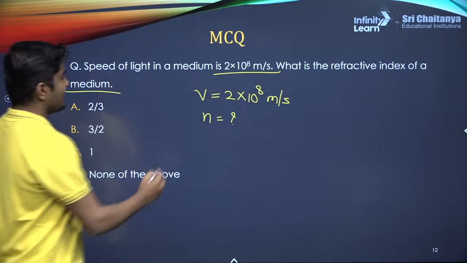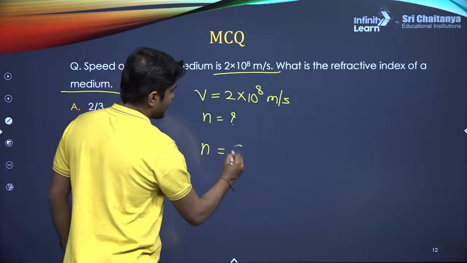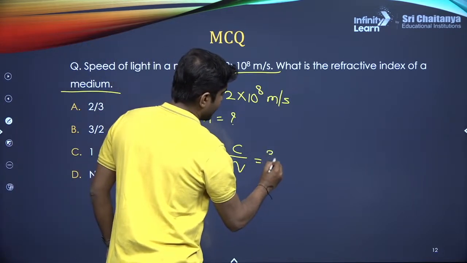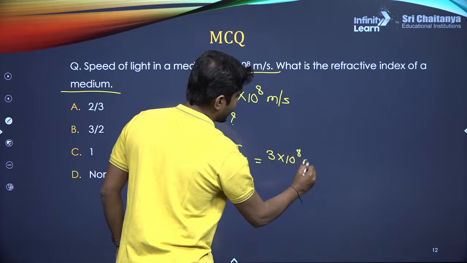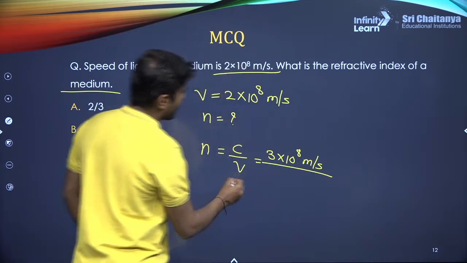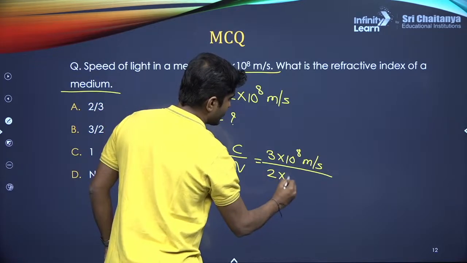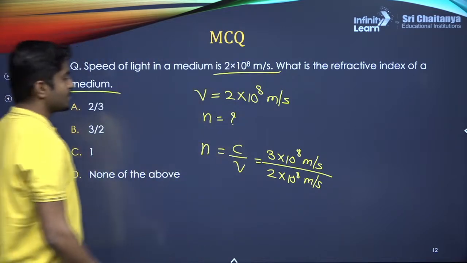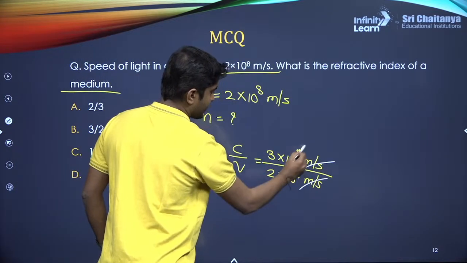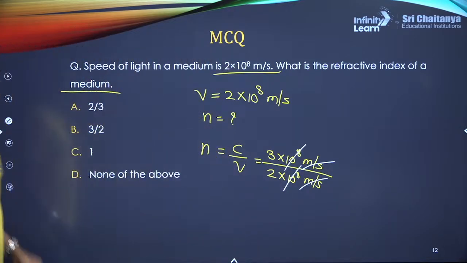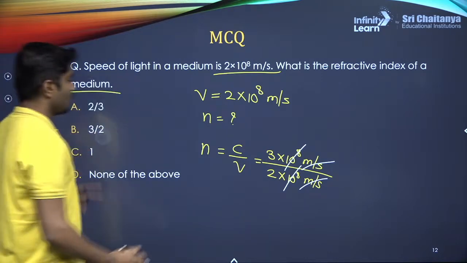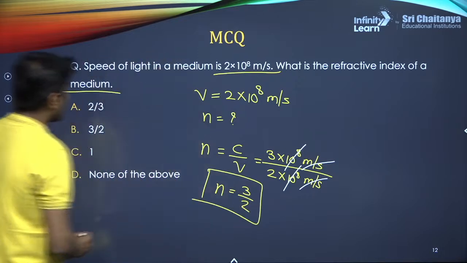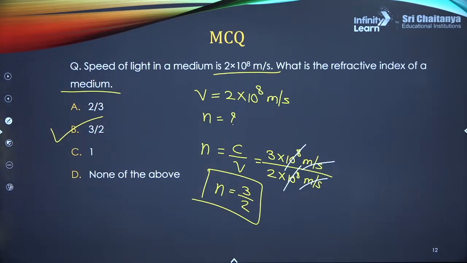Nice. So N is nothing but C divided by V. But what is C? C value is 3 into 10 raised to 8 meters per second, that is speed of light in vacuum, divided by this V, which is 2 into 10 raised to 8 meters per second. So you can cancel some of the terms. Cancel this meter per second, 10 raised to 8. So what is left? Now we can write N is equal to 3 by 2. That is the refractive index of the medium, which is option number B. Easy?